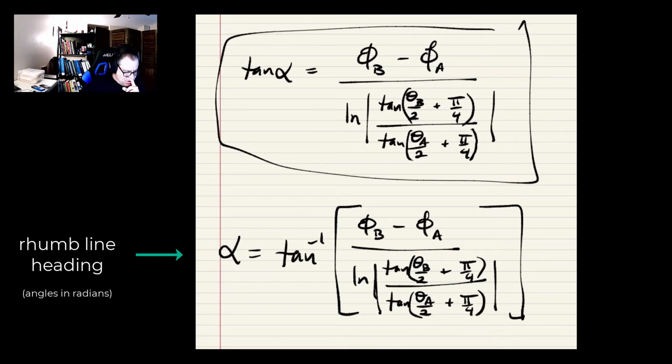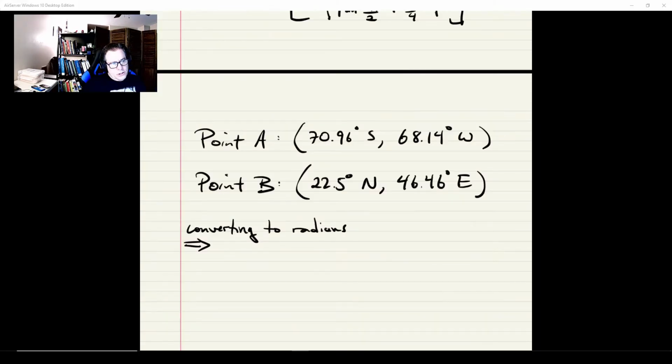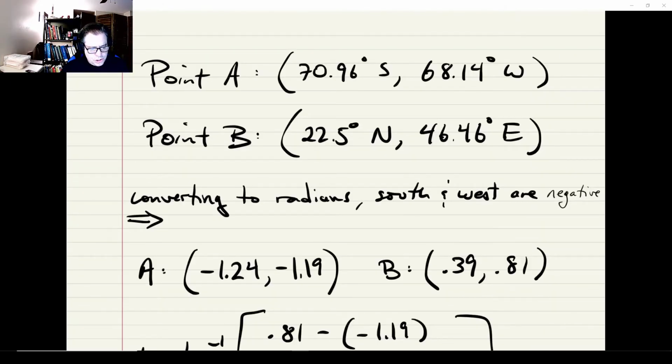So I'll now do an example, a calculation that I'll then demonstrate in Kerbal Space Program, going from a point at the south pole of the moon up to another point near the equator. So I'll do an example with these 2 points, and the first thing I've got to do is convert it to radians. So the example that I'll show the work for is this one. From point A to point B, I've got 70.96 degrees south, 68.14 degrees west. I'm traveling to 22.5 north, 46.46 east.